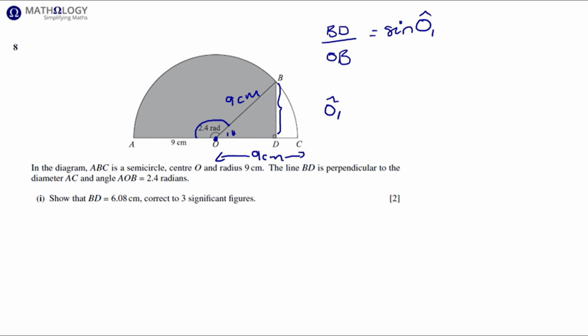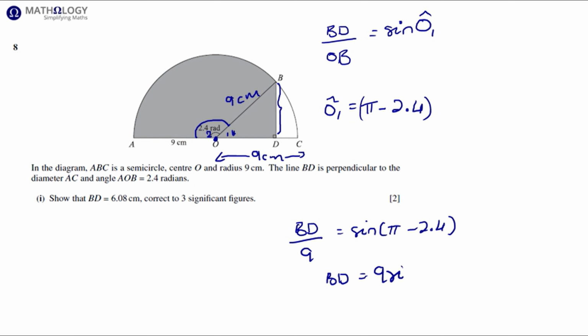Now O1 is going to be pi radians minus 2.4. If you work in degrees, O1 plus the angle, just call that O2 now, O1 plus O2 is 180 degrees. So O1 is 180 degrees minus O2. We're working in radians though, we're not working in degrees. So we have to use pi, not 180 degrees. So O1 is pi minus 2.4. So BD over OB, which is 9, equals sine of (pi minus 2.4). BD therefore equals 9 sine of (pi minus 2.4).